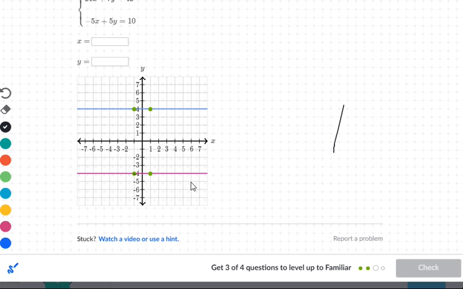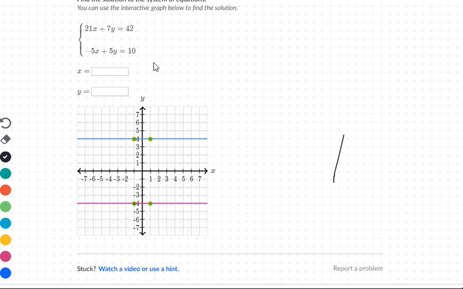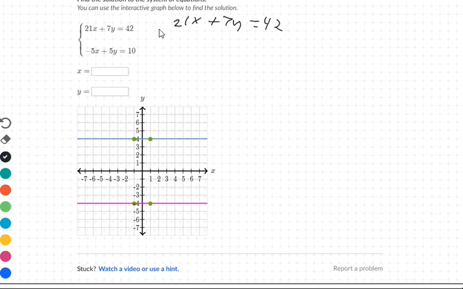Okay, so the next question, what we want to do is go ahead and solve for the first one here. Our first equation is 21x plus 7y is equal to 42. So this is standard form. You're going to draw your line. So you're going to say 21x is equal to 42. Then you want to draw your line and say 7y is equal to 42.